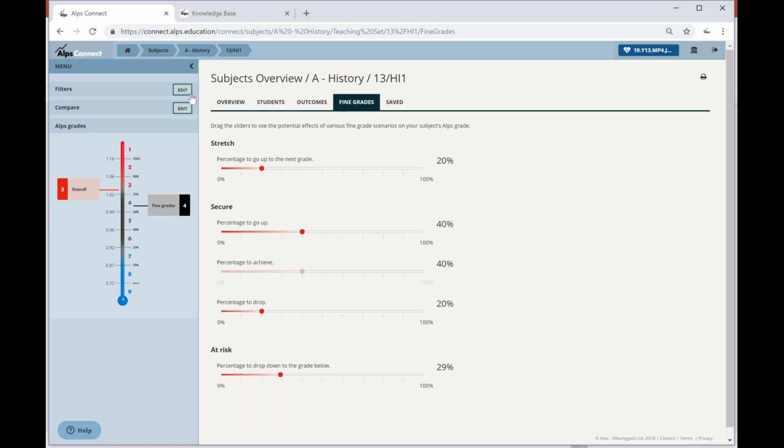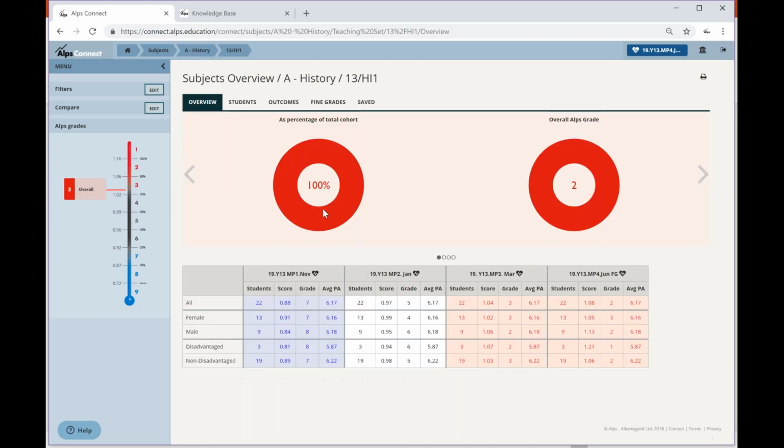Okay, so hopefully that all makes sense. So I can do all of that manipulation at the subject level, or as I've shown you, at the teaching set level. Okay, now let's go back to our subject page here.